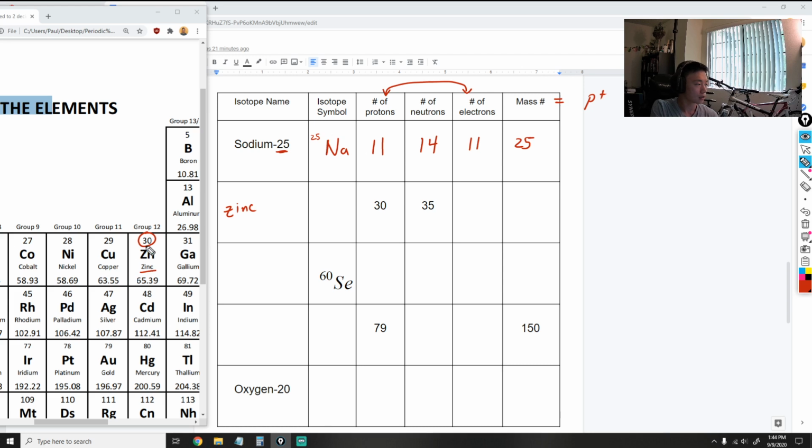Okay, but it looks like we still need to write the mass number. So we have to write dash. The way that we get this mass number is we need to add the protons and the neutrons. So we're going to do 30 plus 35, and you should get 65 for the mass number. So this number in the back is the mass number, and the mass number is the protons plus the neutrons.